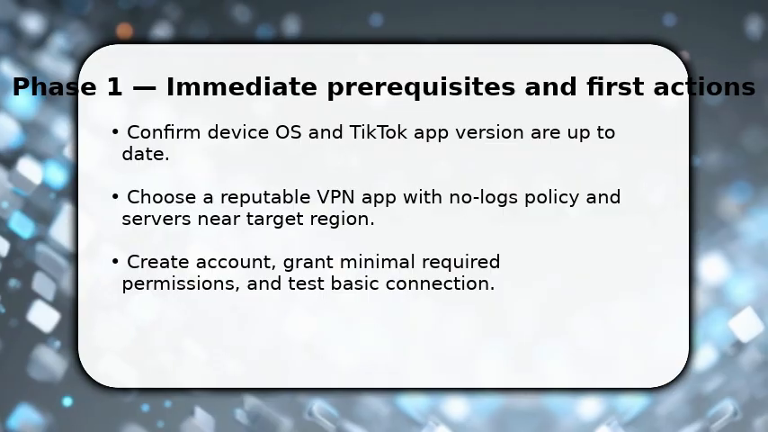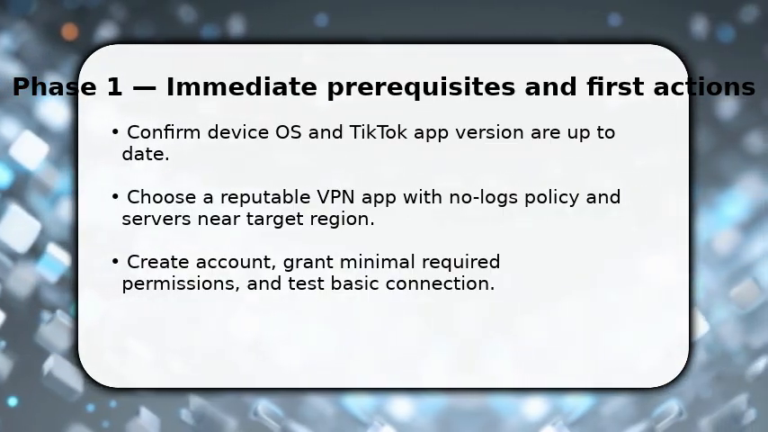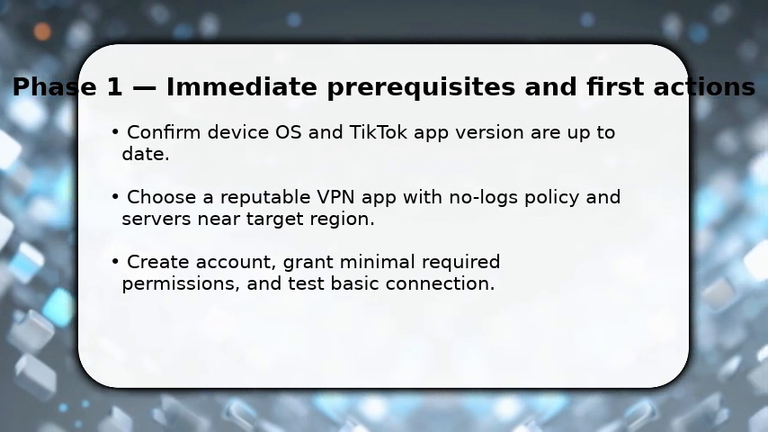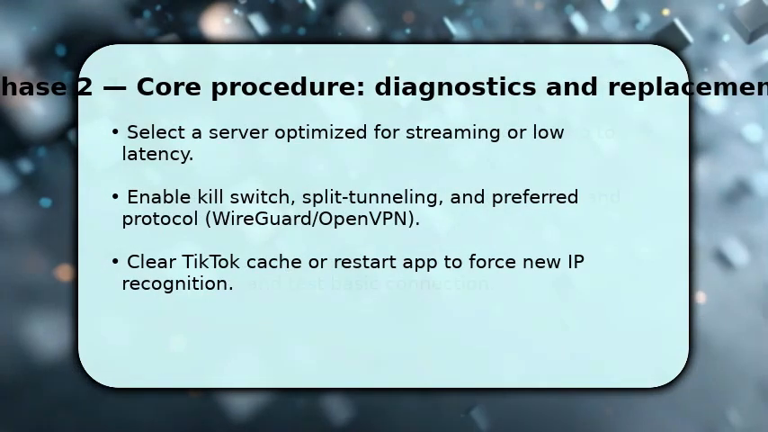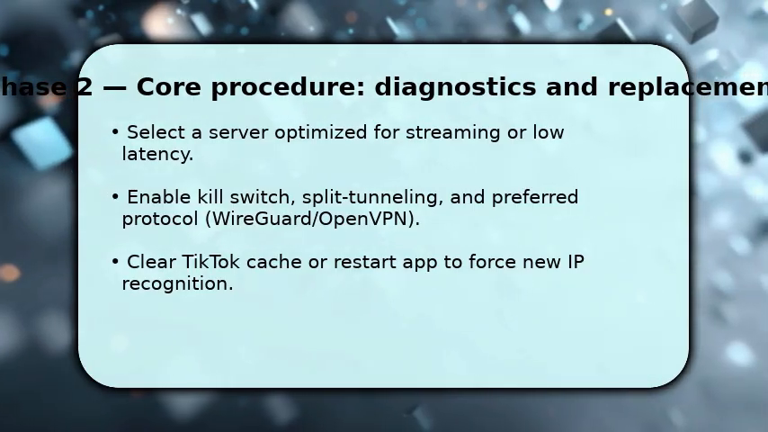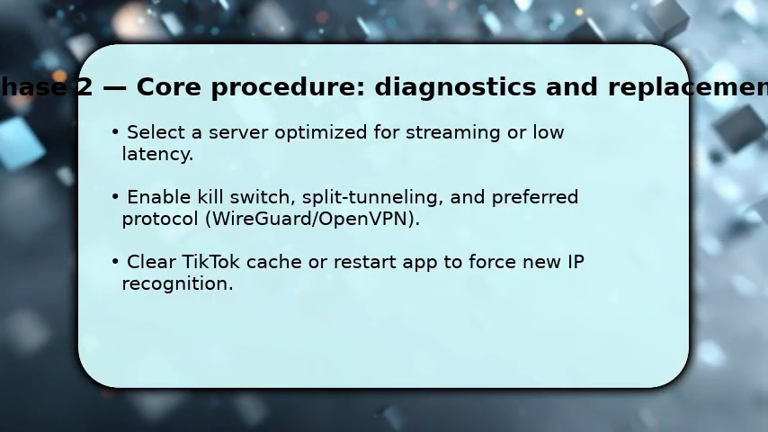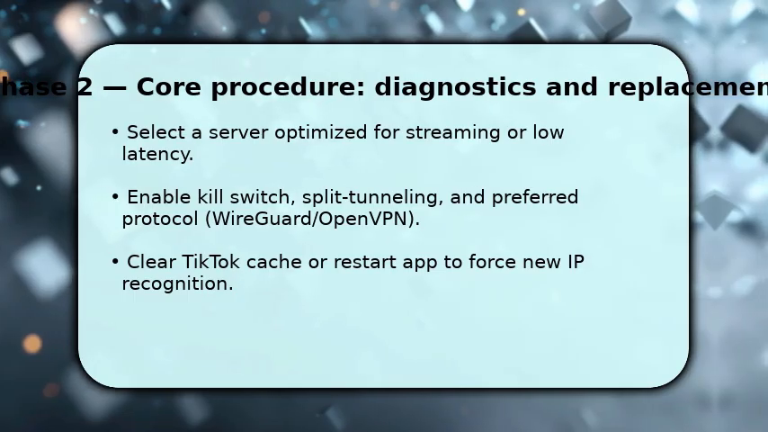After you connect, verify your public IP has changed. This confirms the VPN is active and routing TikTok traffic securely. Once connected, optimize settings for performance and reliability. Switch to a streaming or low-latency server. Choose WireGuard or OpenVPN UDP for speed, or TCP if stability matters.